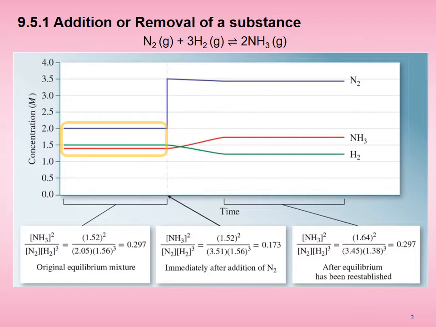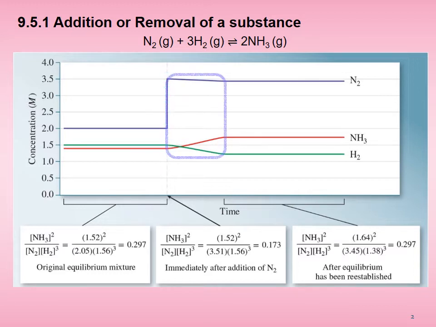Kc equals 0.297. At the second stage, a point in time, the stress or disturbance is applied. More N2 is suddenly added to the system. The N2 graph shows its concentration jumping abruptly from 2.05 molar to 3.51 molar. Doing this shocks the system out of equilibrium. This corresponds to QC being equal to 0.173.